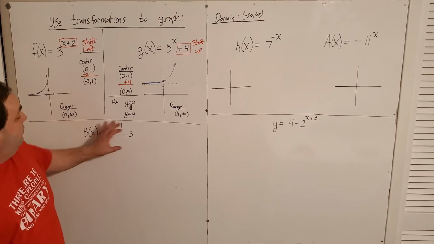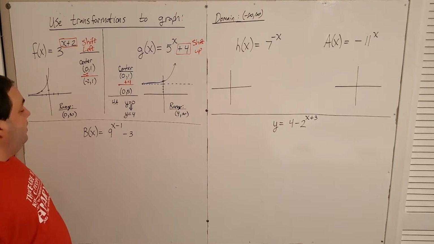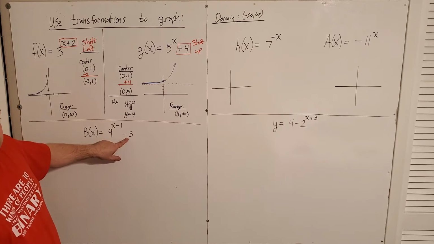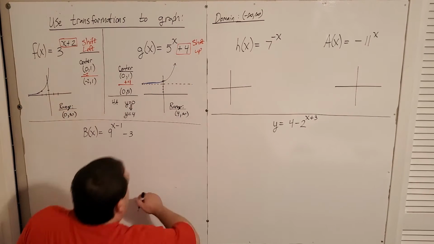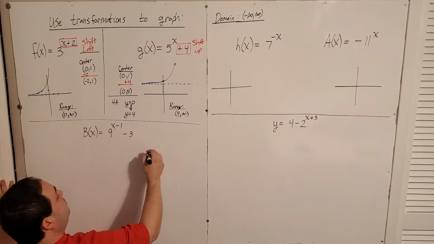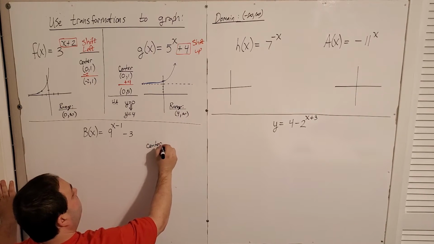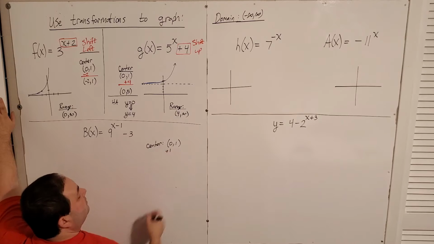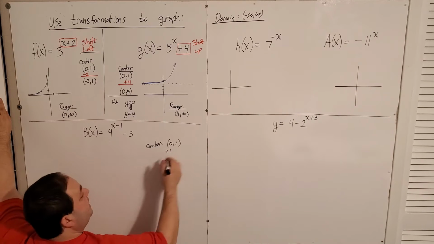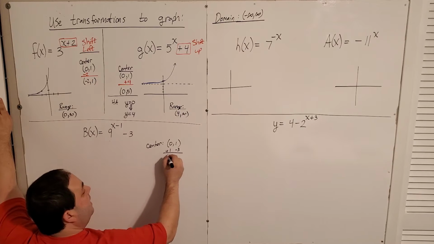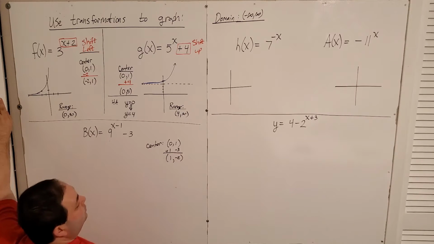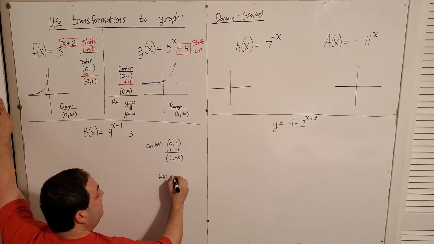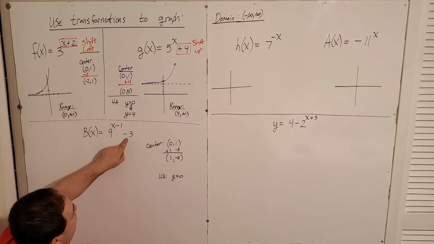Is it possible to have both shifts in one problem? Sure, just like any of the other transformations that we've done. This is a shift to the right 1 and down 3. Okay? So, what's going to happen to my center point for this one? It starts out at 0, 1. If I shift it right 1, right, that's plus 1 on the x, and down 3 on the y, I now have the point 1, negative 2 for the center. Now what about the horizontal asymptote? It started out as y equals 0, and it shifted down 3.